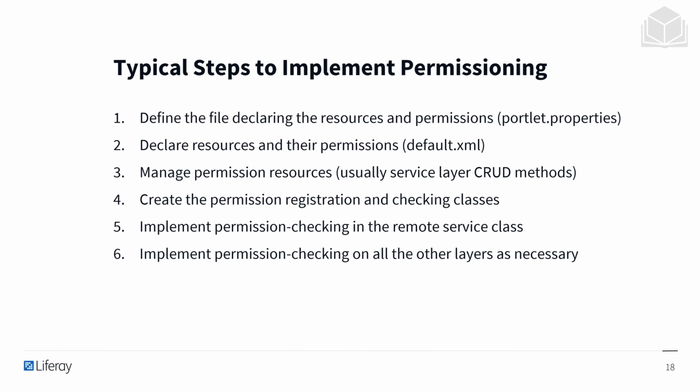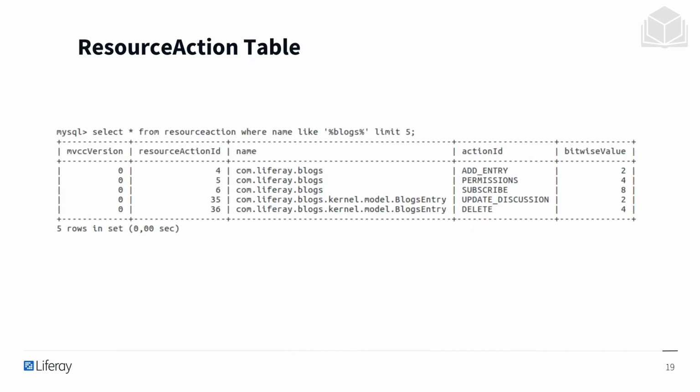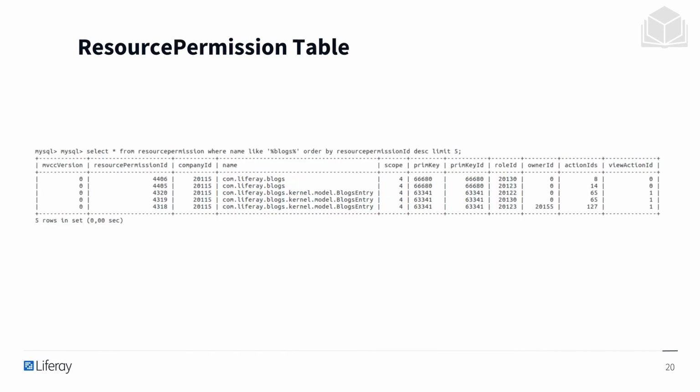We create the permission registration and checking classes. We implement permission checking in the remote service class. And finally, implement permission checking on all the other layers as necessary. There are two database tables storing the permissions information: resource action and resource permission. Currently, we have the resource action table pictured for some blogs related permissions. And here we have the resource permission table showing those same permissions.